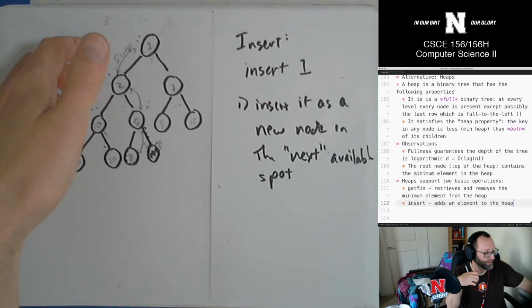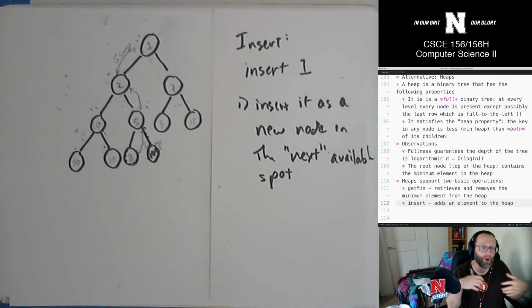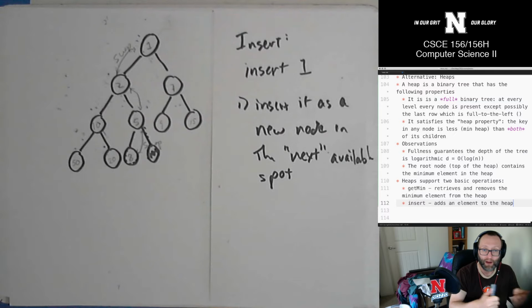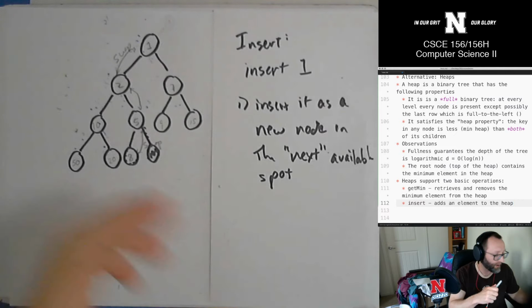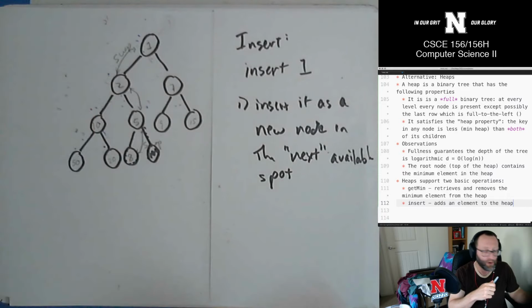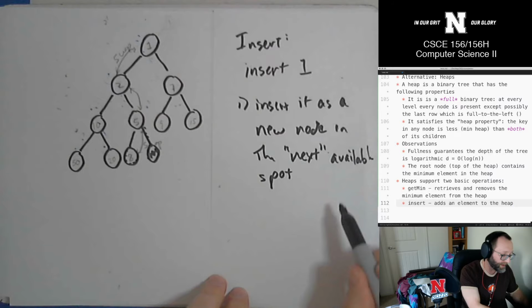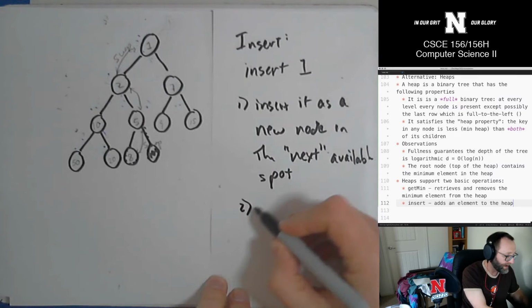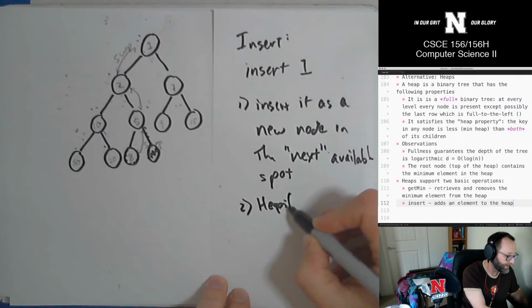So it's order n, right? We don't have the ability to arbitrarily insert wherever we want. We don't have the ability to search for things anymore, like a binary search tree. But we do have these 2 restricted operations that are guaranteed to give us a very, very efficient way of doing things, right? We can insert the new node as the next available spot, then heapify upwards.